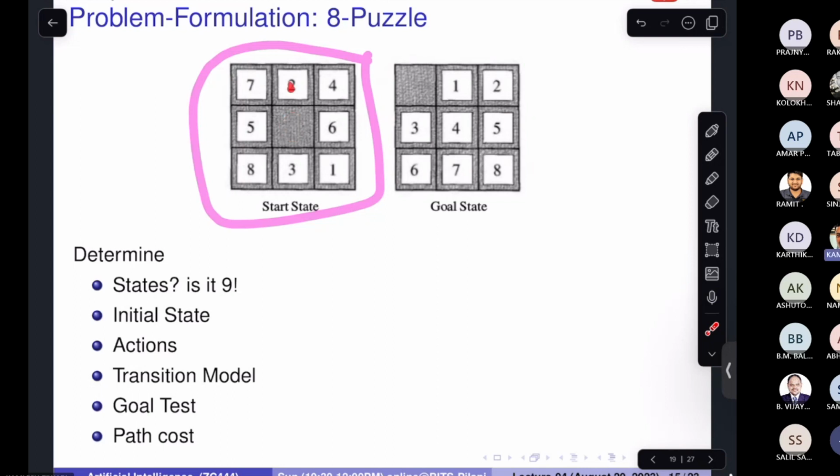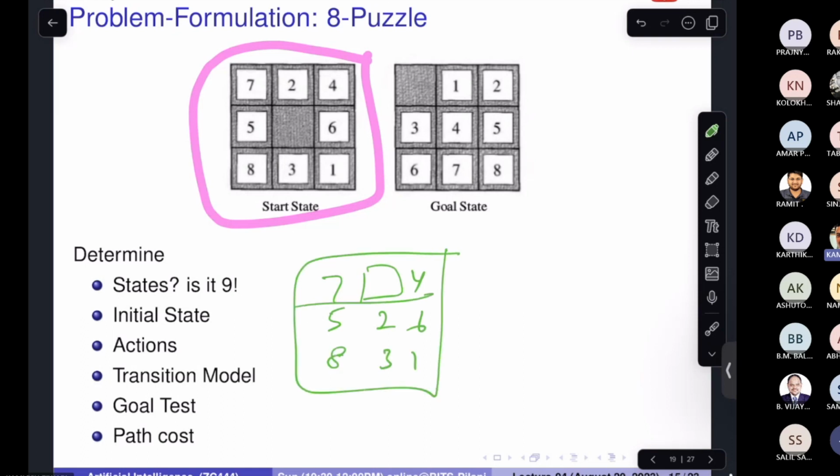So what they do, they can slide this 2 over here. So it becomes something like this: 7, then blank space, then 4, then 5, then 2, then 6, then 8, then 3, then 1. Have you seen this? Yes or no? Has anybody seen this? Yes, sir. Then you can shift it here. It becomes: here is a blank, then 7, 4, 5, 2, 6, 8, 3, 1.